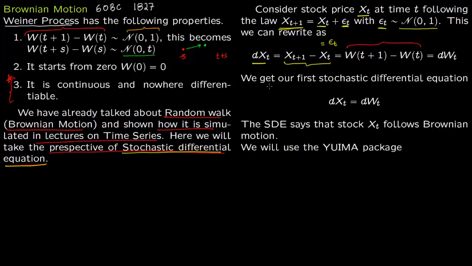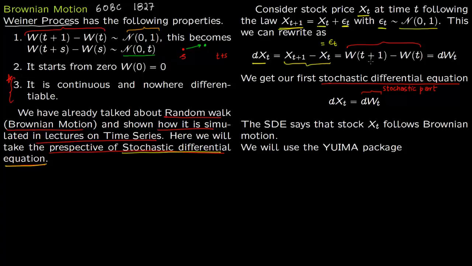So we get our first stochastic differential equation. What we have now is a stochastic differential equation: dx of t is equal to dw(t). So this is the stochastic part. This you call the stochastic part of the differential equation.